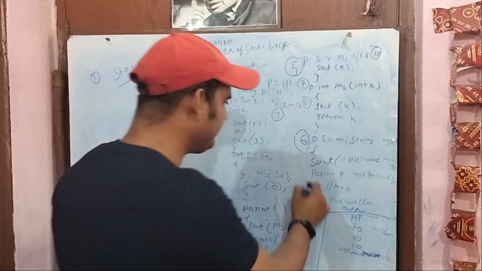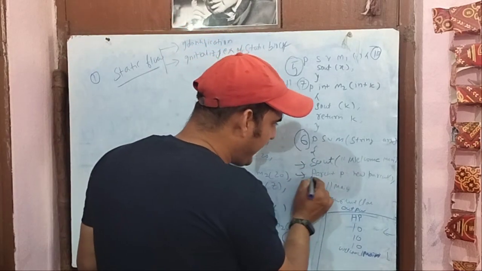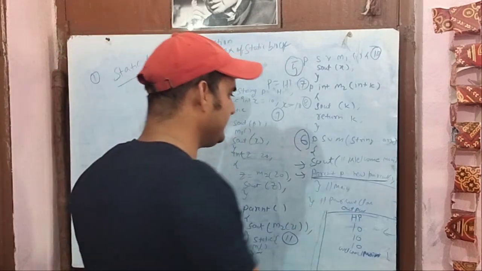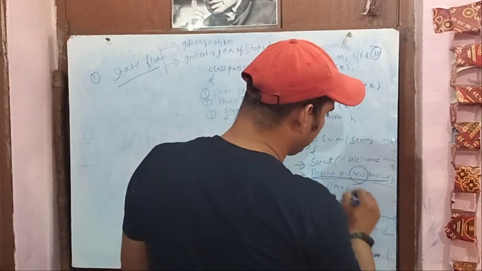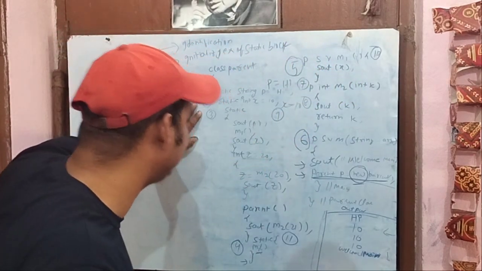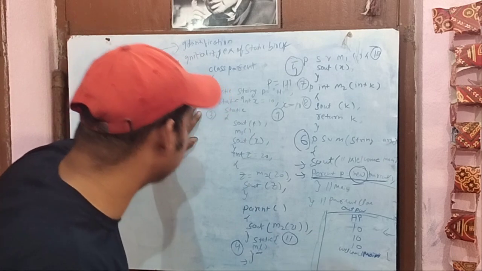Now coming to the second line, if you see inside main, Parent p is equal to new Parent. So here the instance control flow will be started. Once new is called, this instance flow will be started. So in this instance flow, what is going to happen?